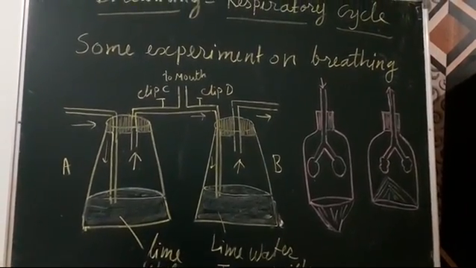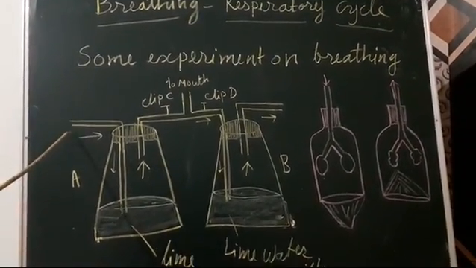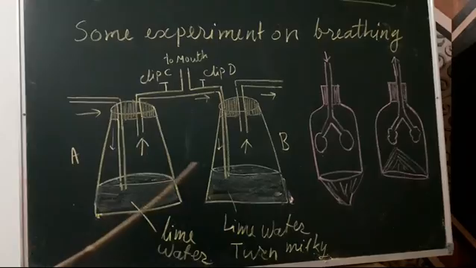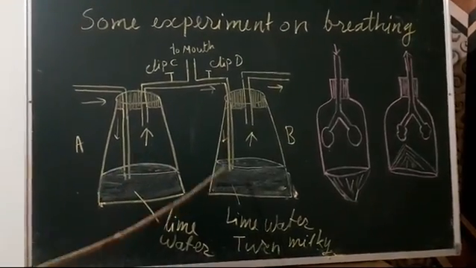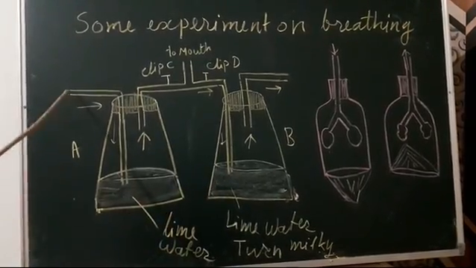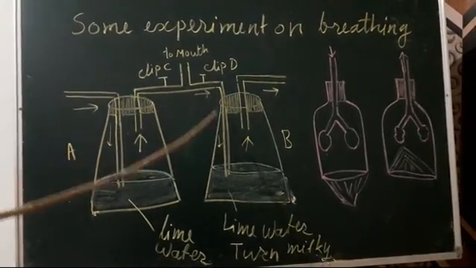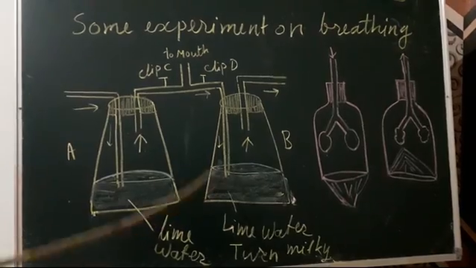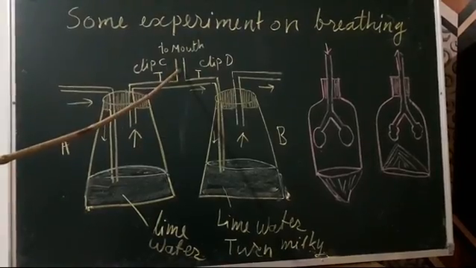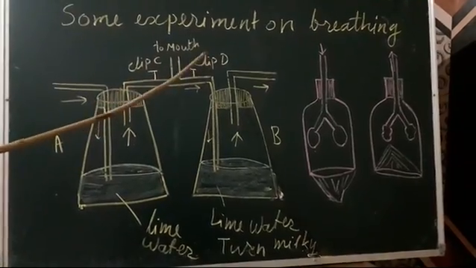To demonstrate that carbon dioxide is given out in breathing, you can see the apparatus set here. Two conical flasks are taken, and in both, lime water is put and a glass tube inserted. Another glass tube joins both conical flasks, with a mouth opening in between the glass tubes, and clips are put here, C and D.